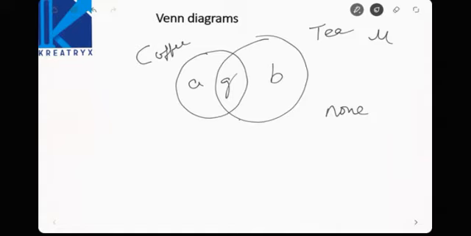Now see here, can you exactly point out which alphabet represents the persons taking only coffee? Yes, A is a place where the other Venn diagram is not intersecting. So the A alphabet represents the persons taking only coffee. Got the thing? And the persons taking only tea, B is a place where the other Venn diagram is not intersecting. So B represents the persons taking only tea.